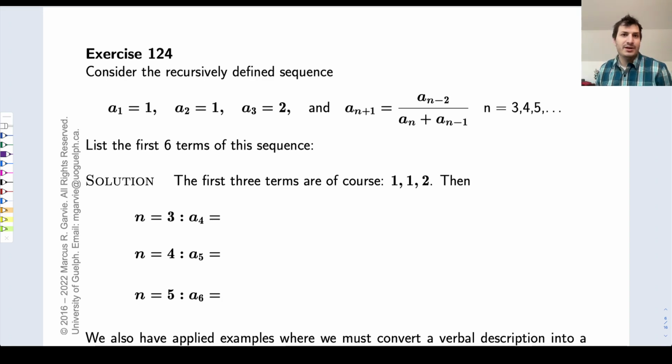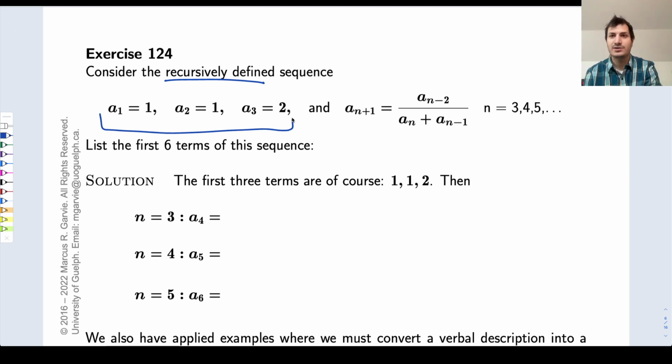Okay, so in this video, I'm going to do exercise 124, which is on a recursively defined sequence. In a recursively defined sequence, you're given two things. You're given the first couple terms, a1, a2, a3 in this example, and then you're given a rule that tells you how to get the next term given the previous terms. And in this example, that is this: a_{n+1} = a_{n-2} divided by (a_n + a_{n-1}).